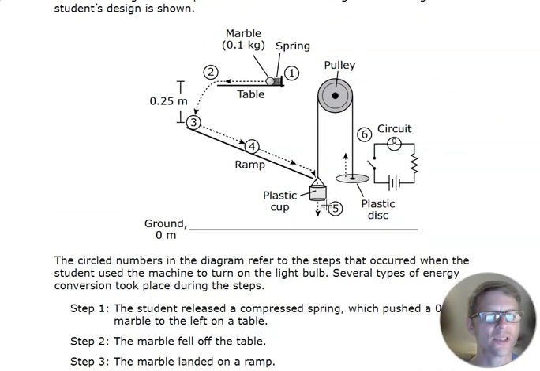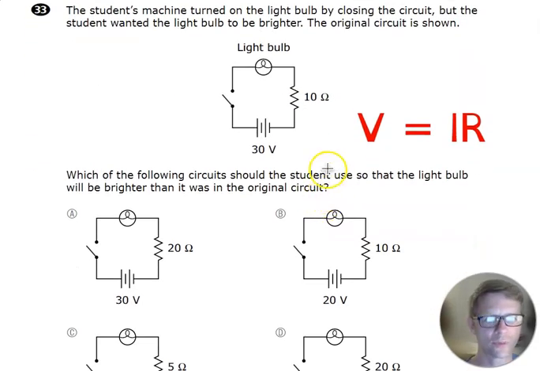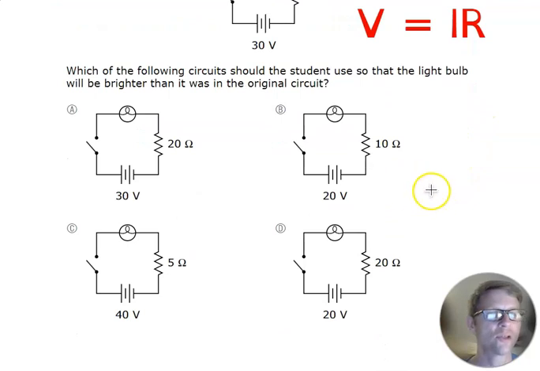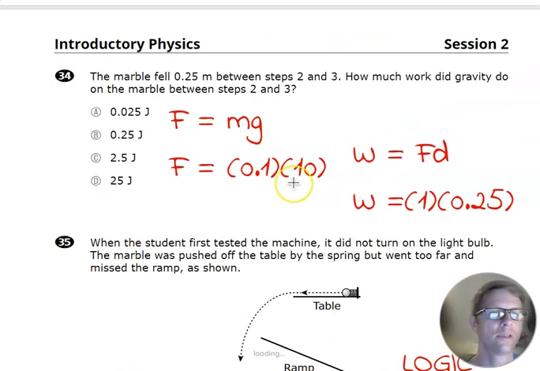Funky situation, this is called the Rube Goldberg machine, and then they want to relate it to a bunch of stuff. Here's Ohm's law again. If you think about it, if we want to make this light bulb brighter, just use Ohm's law. We either want to have more voltage or less resistance. And there's one choice that has more voltage and less resistance, so it's clearly brighter. That's choice C.